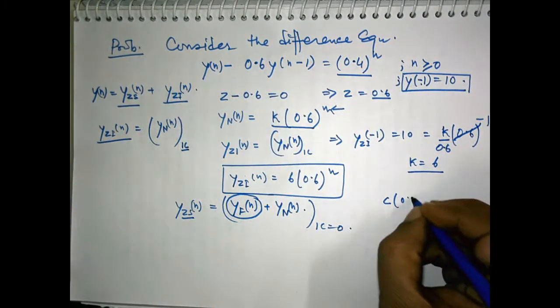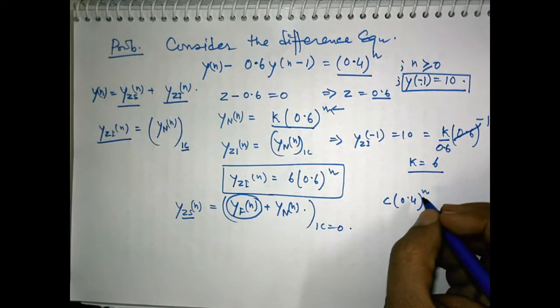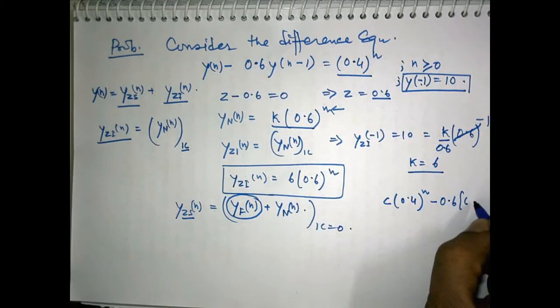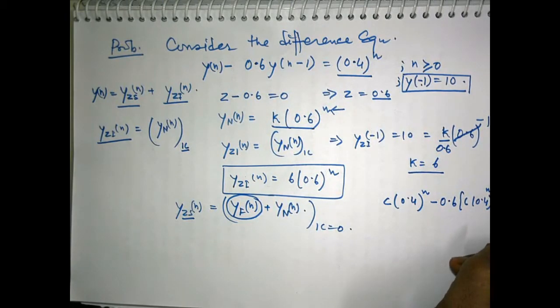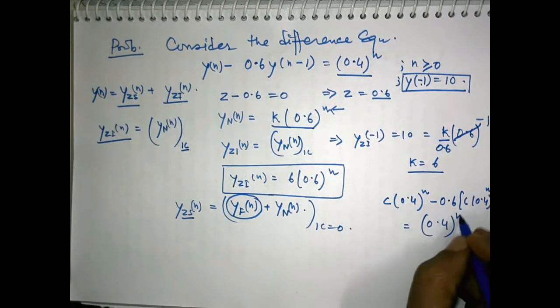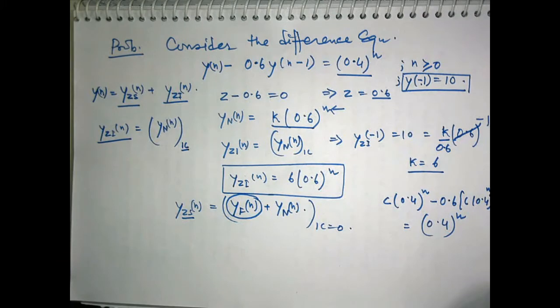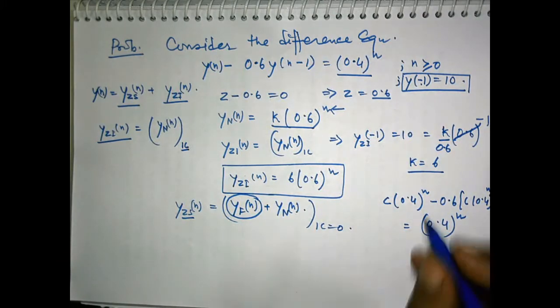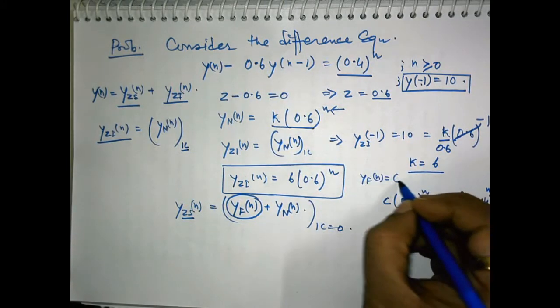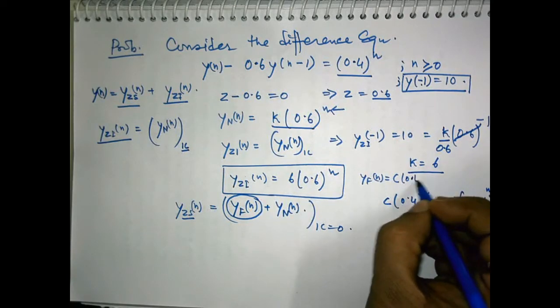So naturally the y f n will be c 0.4 to the power n minus 0.6 c 0.4 to the power n minus 1 equals 0.4 to the power n. We have evaluated these things in our earlier problem, if you recall. Okay. Y f n, the general form of y f n, is equal to c 0.4 to the power n.